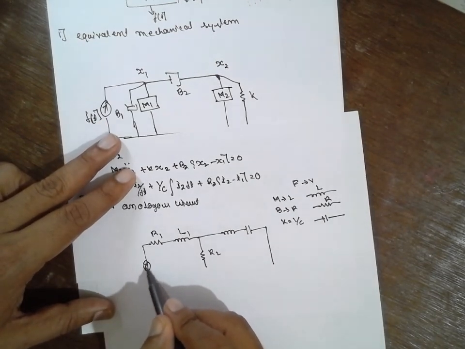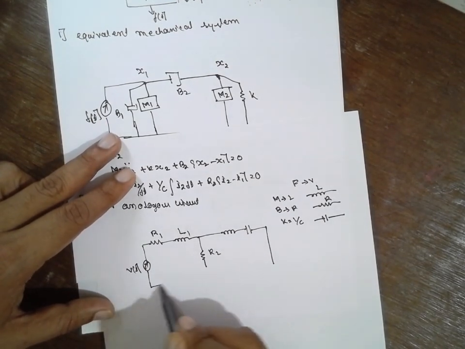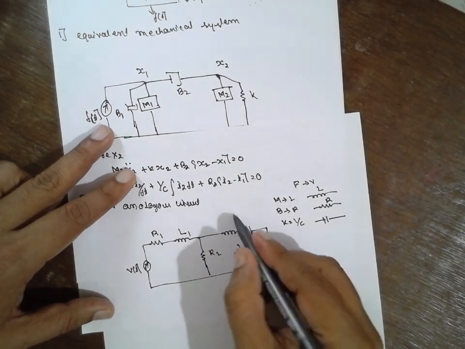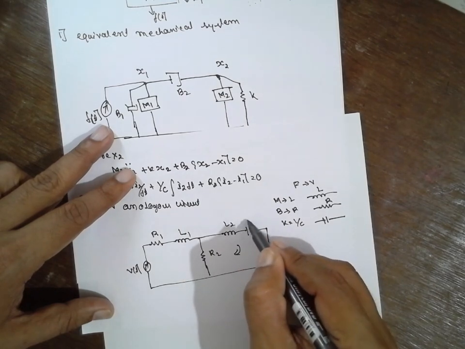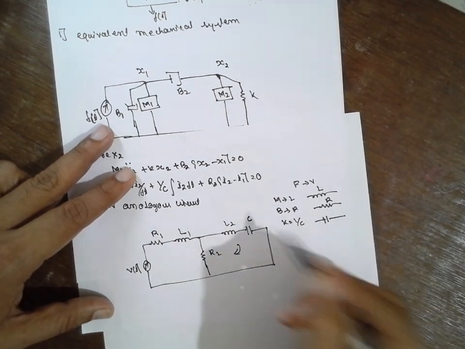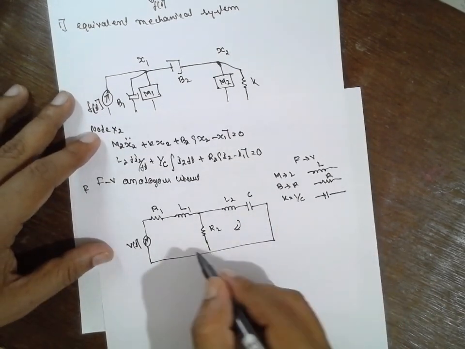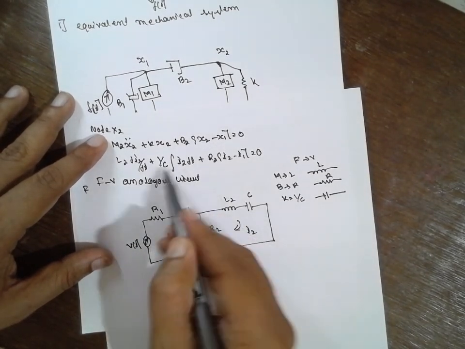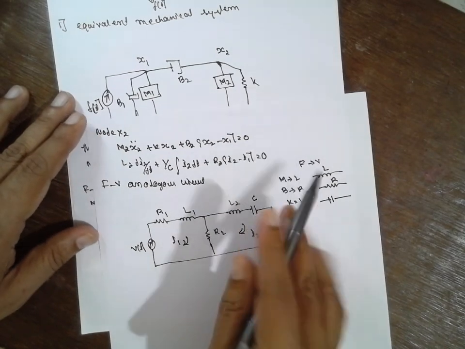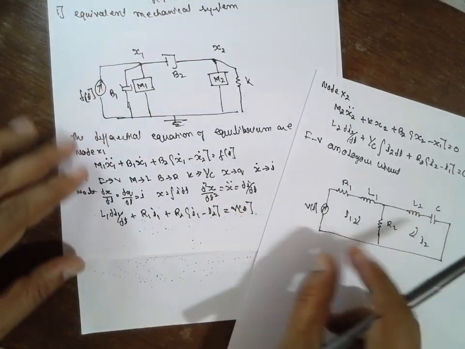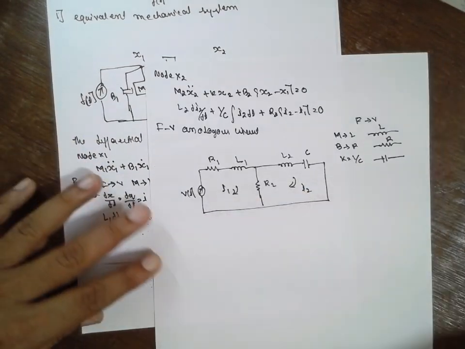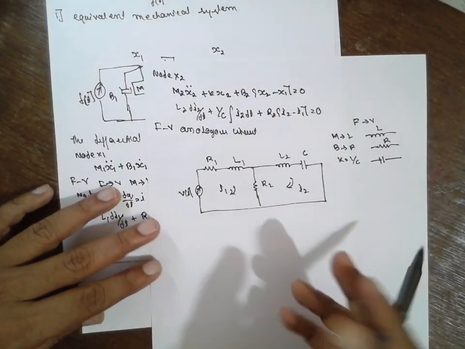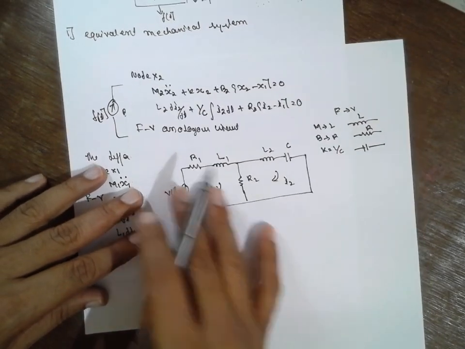This becomes V of t, current. This is nothing but L2. You can write C or 1 by C, no problem. I2, I1. Now how to identify I1 and I2? If there is I3, therefore there will be 3 boxes. Because there are 2 I's, therefore 2 boxes here. You can identify it in this way also. This completes your force voltage analogous circuit.